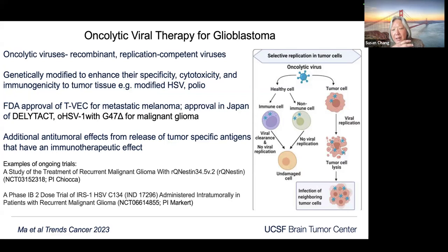In addition to the fact that these tumors are lysed because of the infection by the virus, there are also additional anti-tumoral effects from the release of specific tumor antigens that can have an immunotherapeutic value. And so there are many ongoing trials, and you can see here, I put Dr. Kyokas and Dr.